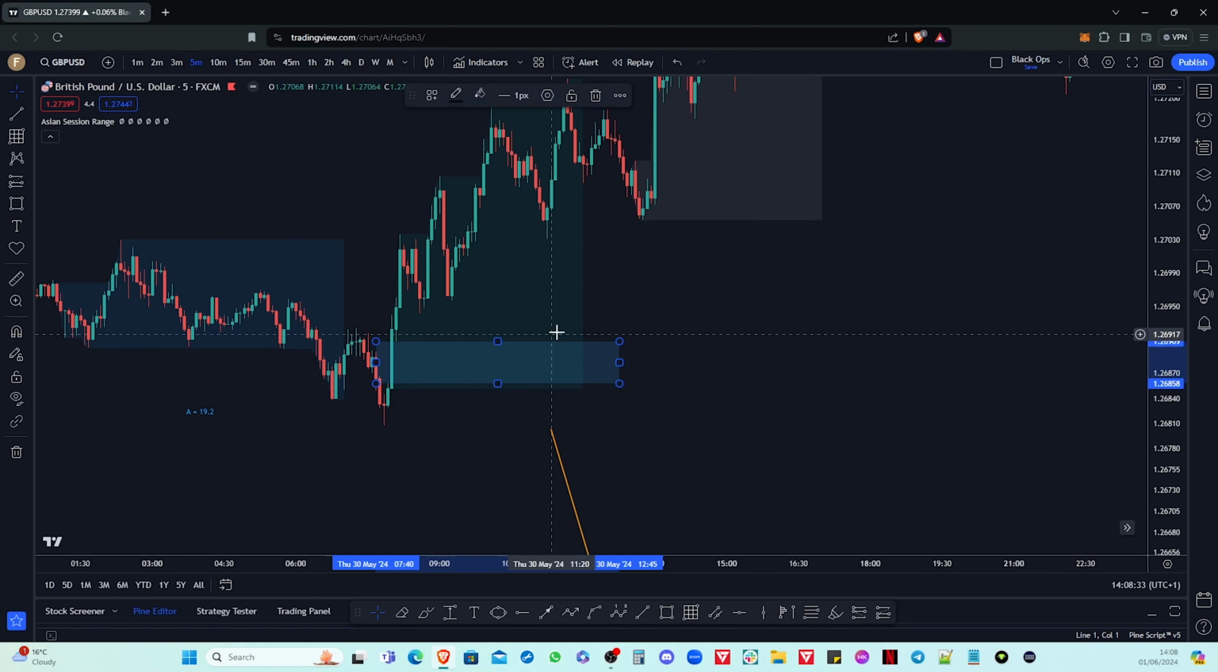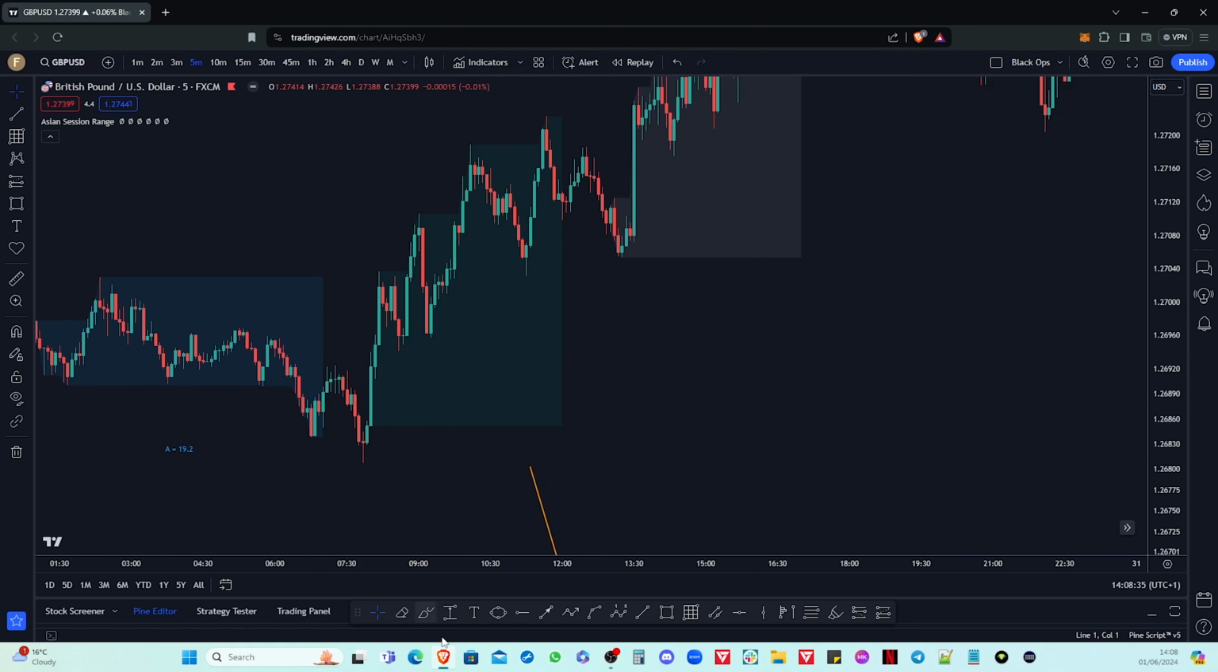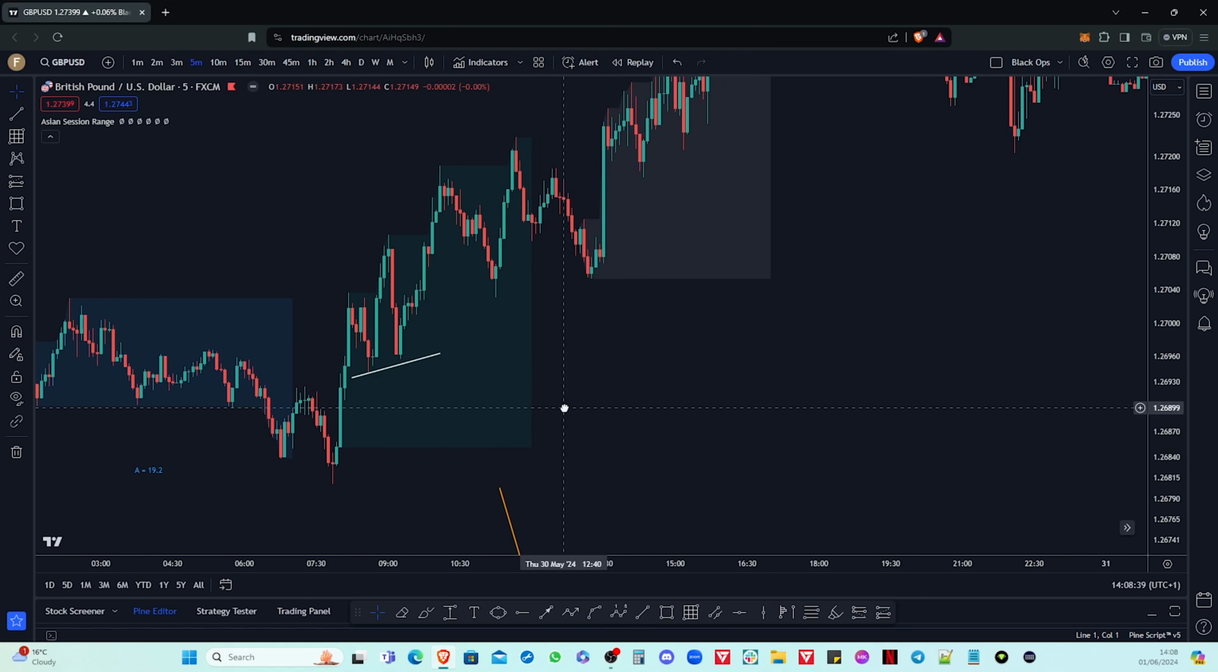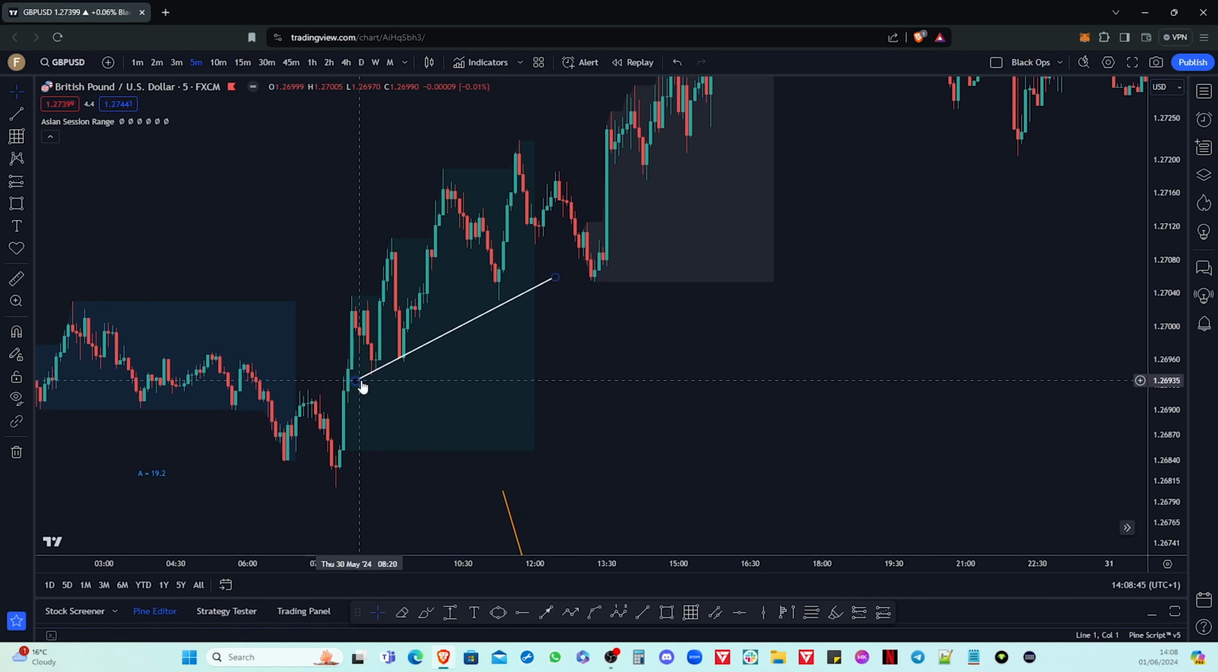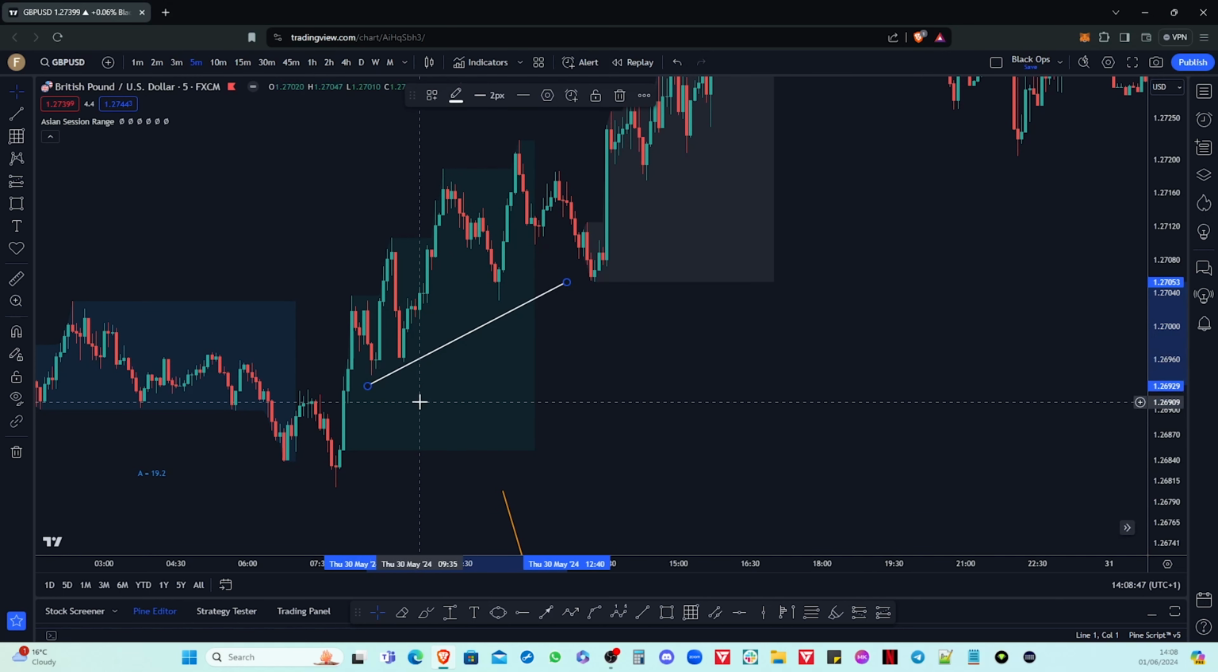Really quickly, we have liquidity, so this is stuff like equal lows here, or relatively equal lows. We've got trend line, you can say from here to here. As price comes, there's stop losses below these points here, here, and here.